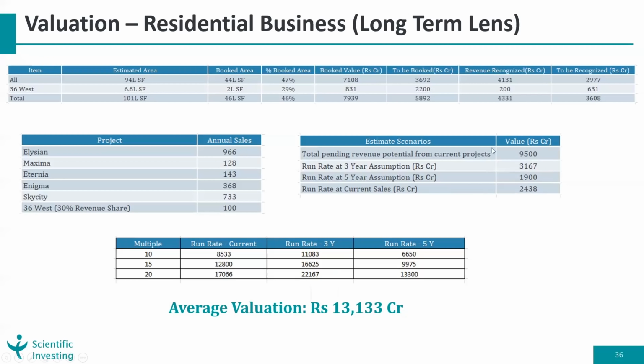So assuming these different annual revenue run rate scenarios, if they are able to generate a 35% PAT margin, and on that PAT they get a 10x PAT multiple, 15x PAT multiple, 20x PAT multiple, based on current run rate, 3 year and 5 year run rate, this is the kind of valuation they will generate. If we take an average of all of this, it is almost 13,000 crore of valuation. So the current valuation for the residential business I have come up with is around 13,000 crore.